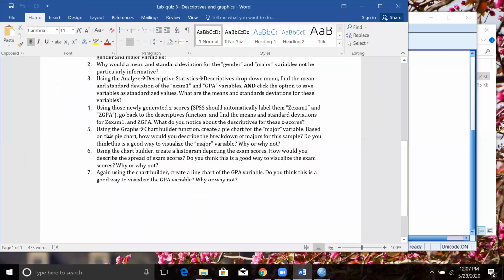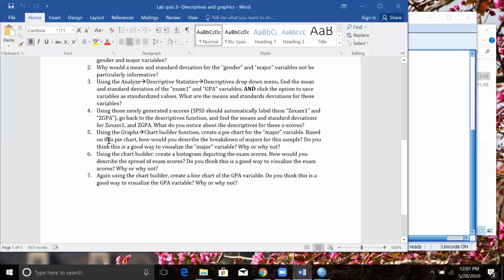All right, so this is more of a conceptual question. You don't need to run a separate analysis here, you just need to write your answer. So why would a mean and standard deviation for gender and major variables not be particularly informative? Think about why a mean and standard deviation for a categorical variable doesn't make sense. You can put gender into a mean and standard deviation analysis, and SPSS will spit values out at you. Critically, though, you have to recognize that those numbers are without meaning. You cannot interpret them. Think about why that is.